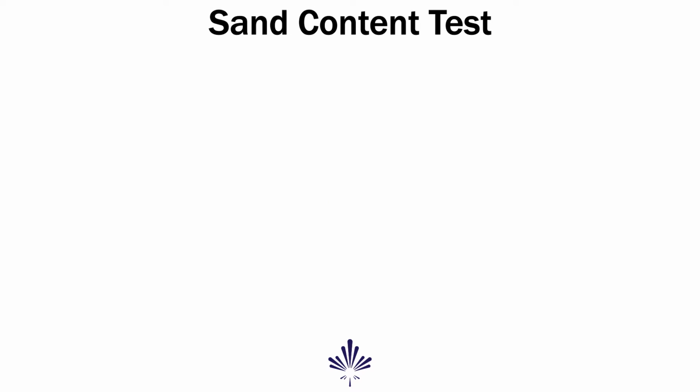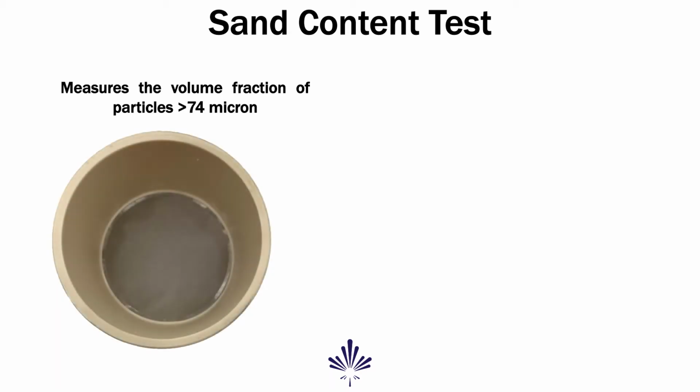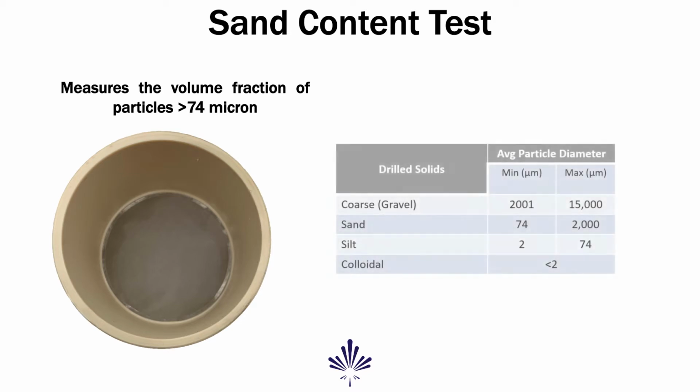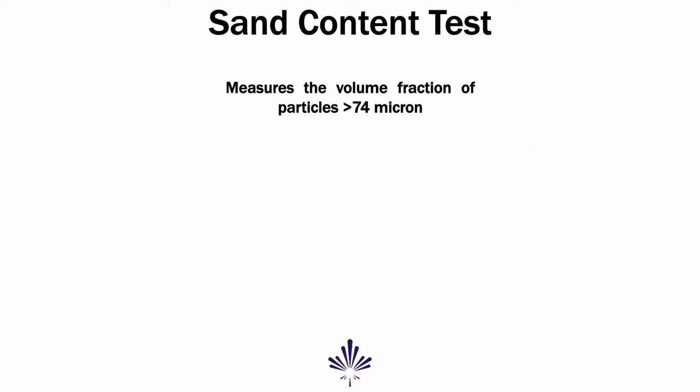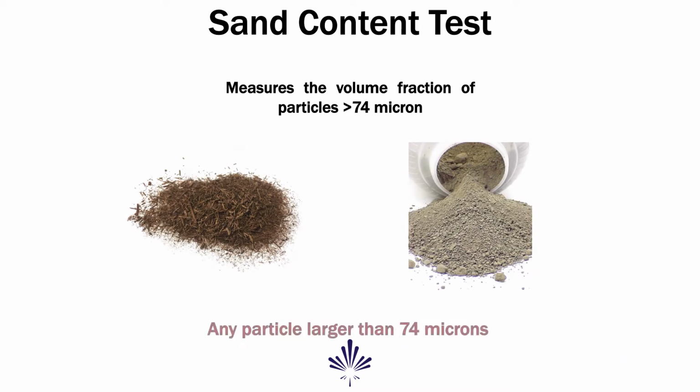The sand content of a drilling fluid is the percentage or volume fraction of particles in the fluid with a diameter greater than 74 microns. It is measured by using a sand sieve. The term sand is a size classification term. So if you have a sand content of 1% by volume, it does not mean that the 1% is actual sand. It simply means that 1% by volume of the fluid has particles 74 microns or larger in size. This can include lost circulation material, drill solids, and any other material.